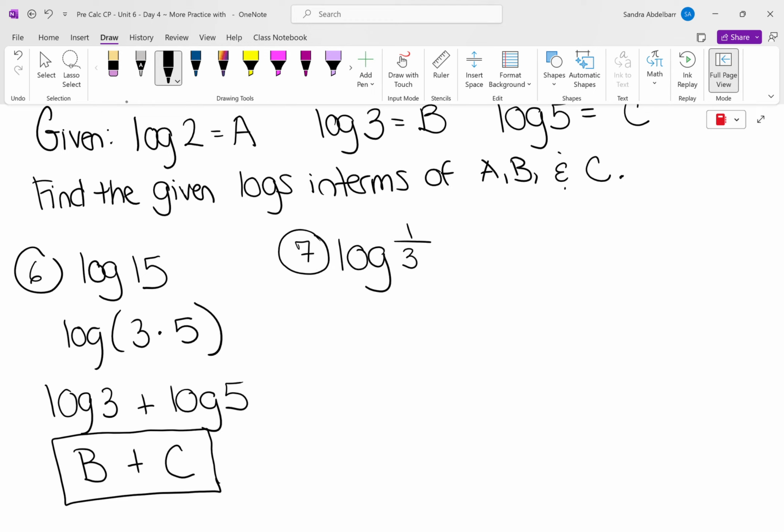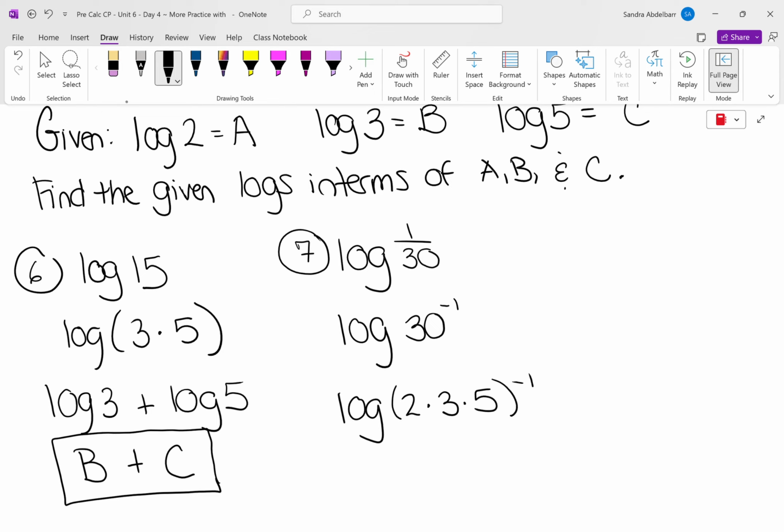Let's try another one. You should just do this from now on. Log of 1 over 30. Okay. So first thing I'm going to do is what I always tell you to do when you have a fraction, change this into log of 30 raised to the negative first. Now I'm going to change 30. I'm going to change this into log of 2 times 3 times 5 raised to the negative first. Right? 2 times 3 is 6, 6 times 5 is 30. So I basically changed it into factors of 30.